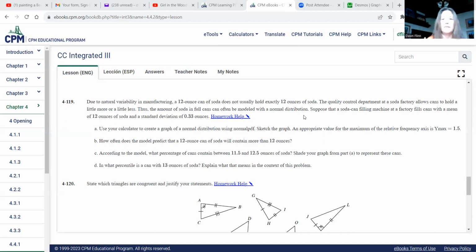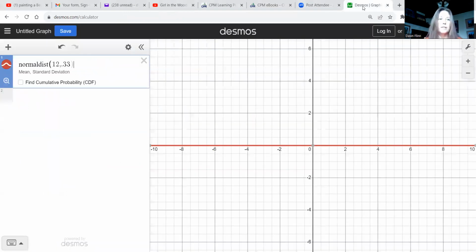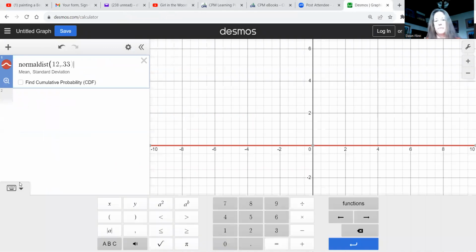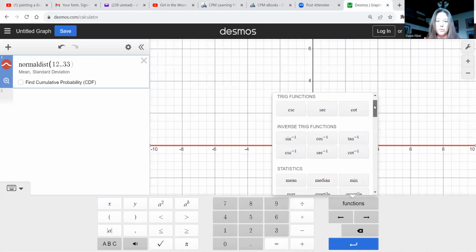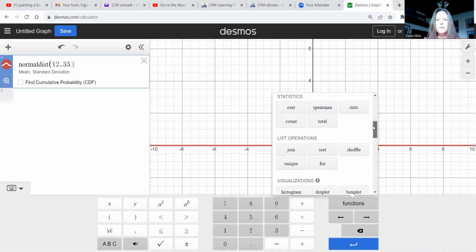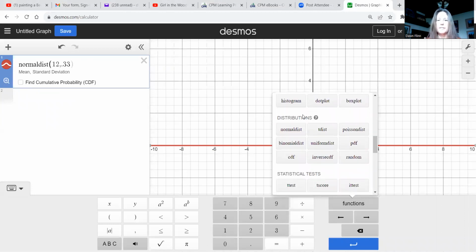So they want a normal distribution, and they already gave us 12 for our mean and 0.33 for our standard deviation. So write those down and then go to Desmos. When you go to Desmos, you're going to type in normal dist, or you can go down to the functions key and you can find it. I'll show that. All of these things have keyboard shortcuts, but you can always find these. Like, see, here's distributions. It would just be that button.